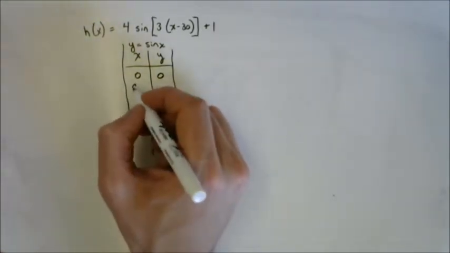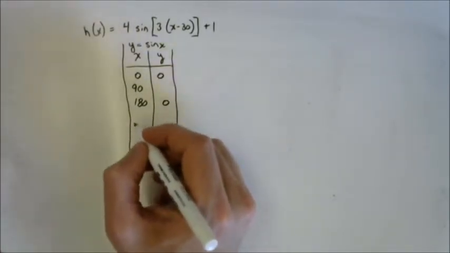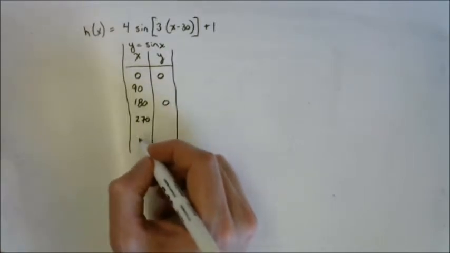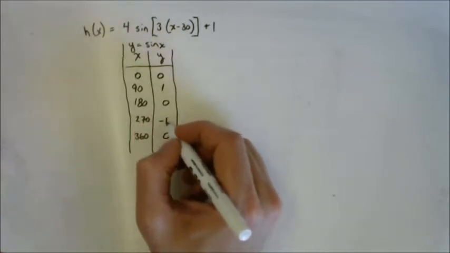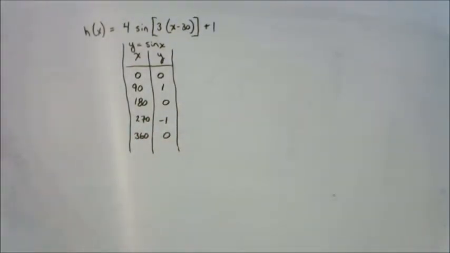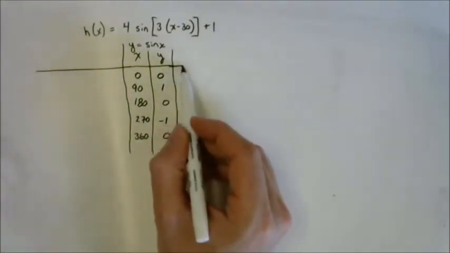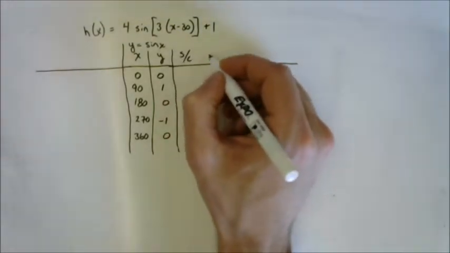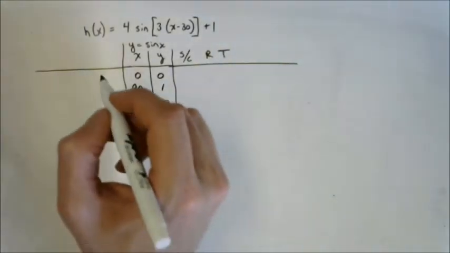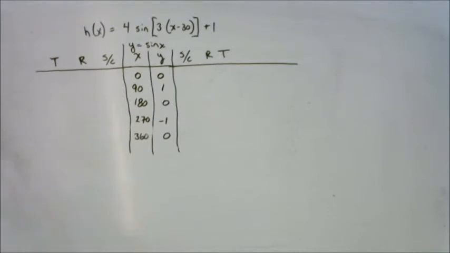Probably thinking about what happens at 90, what happens at 180, what happens at 270, and what happens at 360. And now we're extending this. We've got our stretch, compression, then reflection, then transformations. Doesn't matter which side you start on.